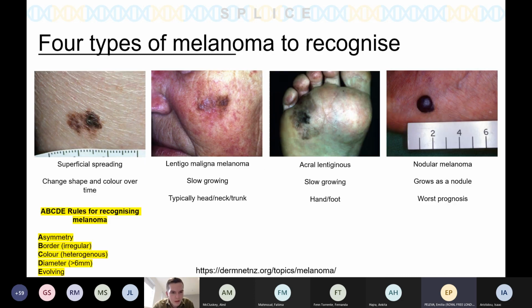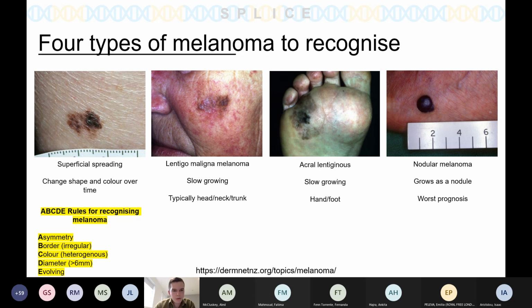Okay, we've got pictures of the main types. There are other types of melanoma, but I think they're not so important for the exam. On the far left, this is superficial spreading, and this is the one that the ABCDE rules most obviously apply to.